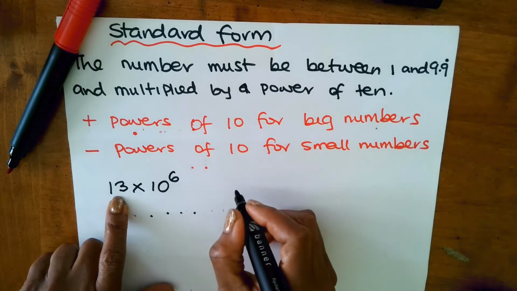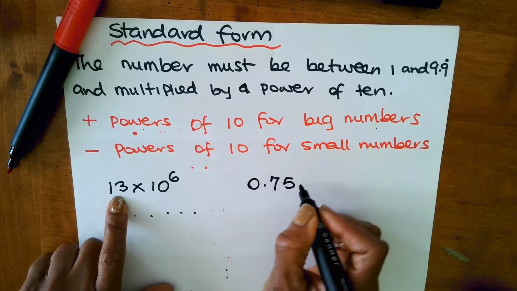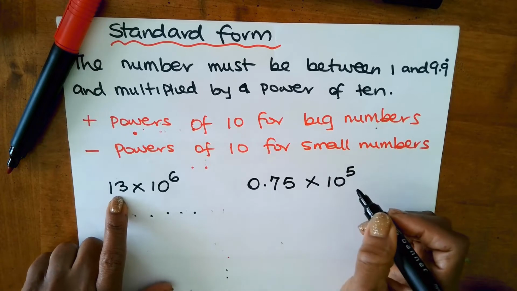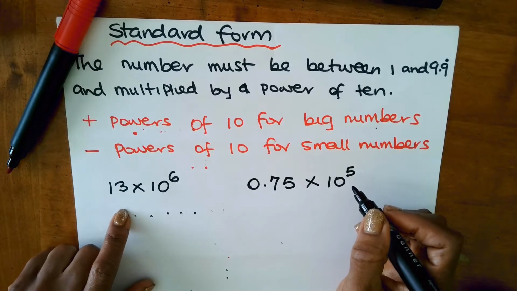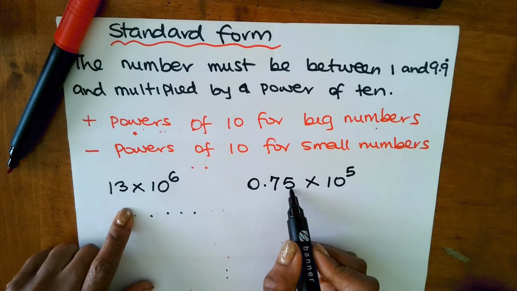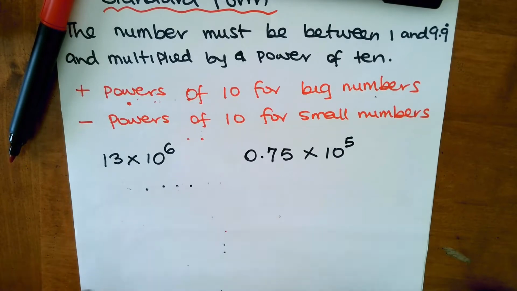All right, now we've got another example, 0.75 multiplied by 10 all raised to the power of 5. This is also not in standard form because 0.75 is less than 1. Now we're going to look at some examples.